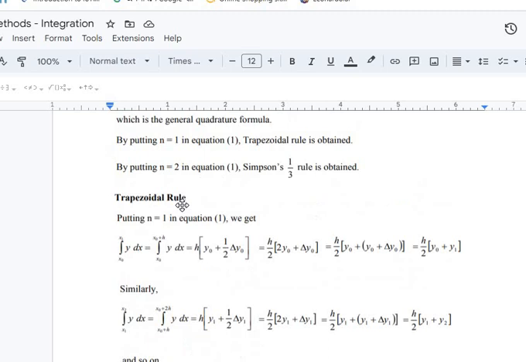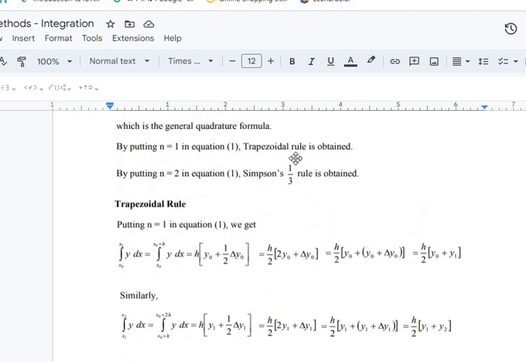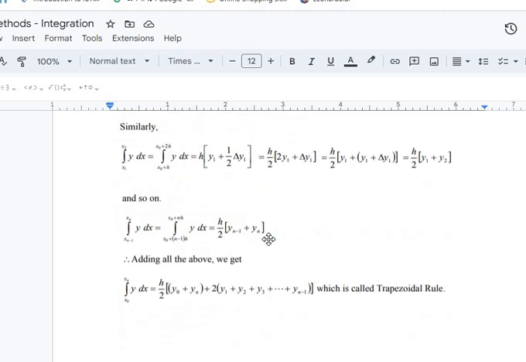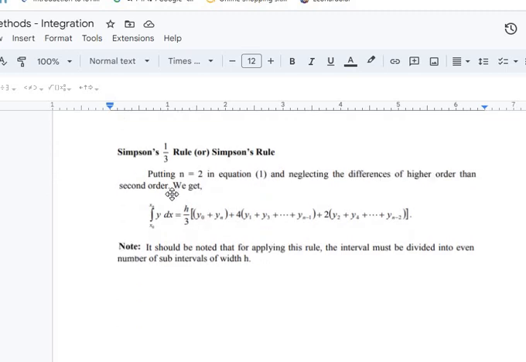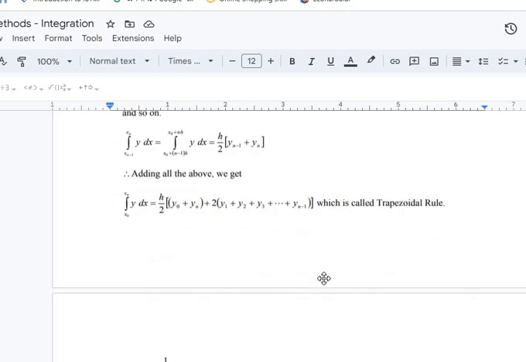Again, if you put n equal to 2, this will give you Simpson 1/3. Just check that one. Put n equal to 2, this will give h by 3 (y0 plus yn, first term and last term, and 4 into all the odd function values plus 2 into all even values). This is the Simpson rule or Simpson 1/3 rule. This is h by 3, so this is 1/3 of h. So this is called the 1/3.